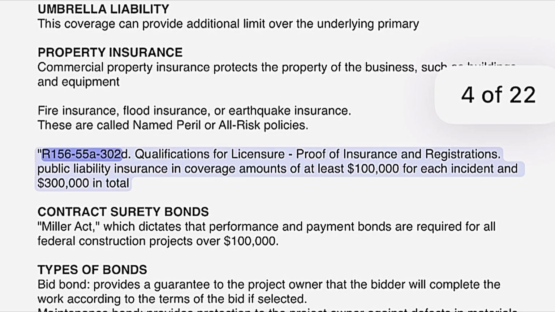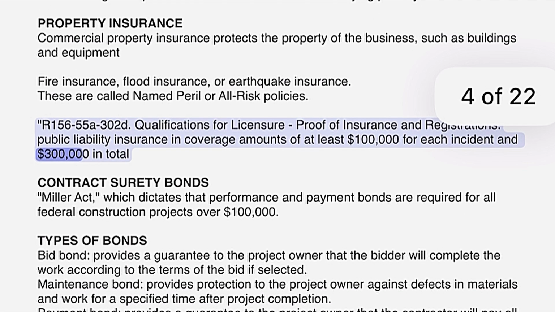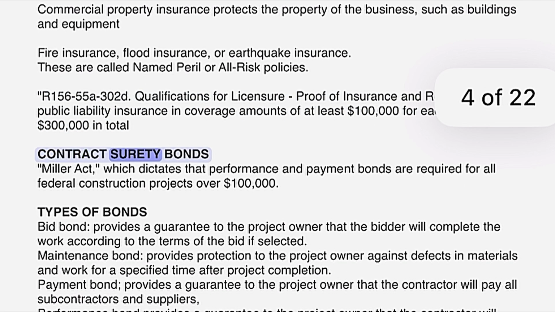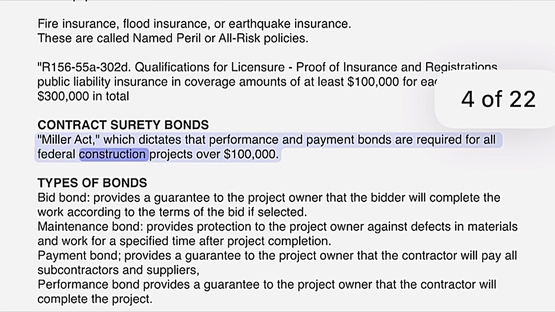R150-55A to 302D. Qualifications for licensure, proof of insurance, and registrations. Public liability insurance in coverage amounts of at least $100,000 for each incident and $300,000 in total. Contract surety bonds. Miller Act, which dictates that performance and payment bonds are required for all federal construction projects over $100,000.